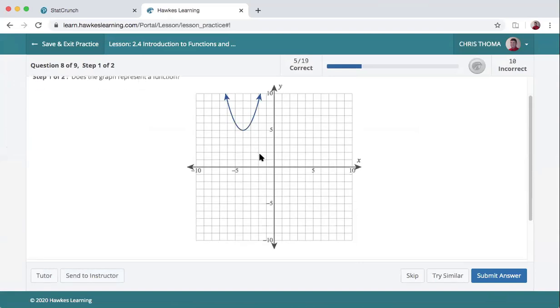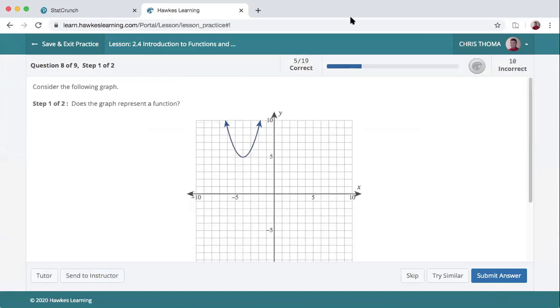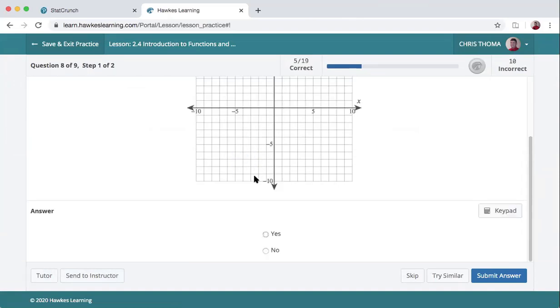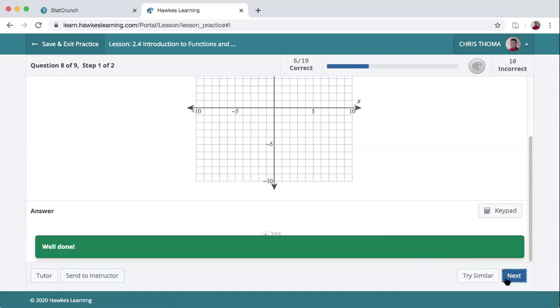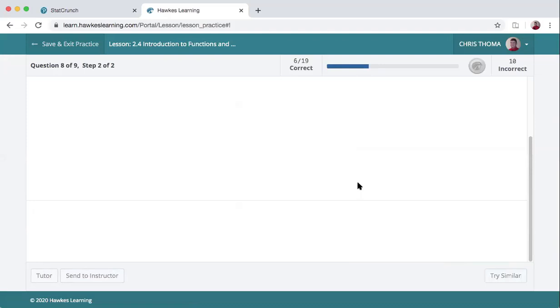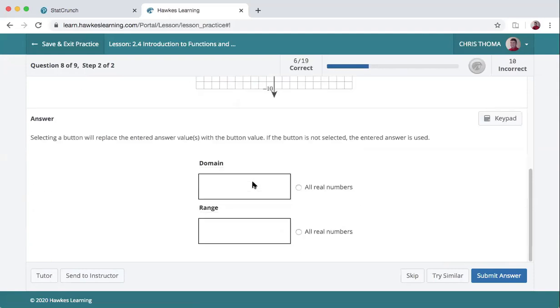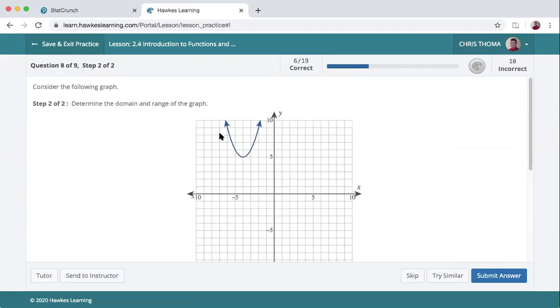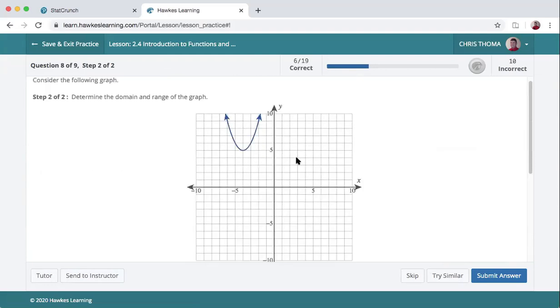So here's another one. Is this a function? Right? So if I draw my vertical lines, it only hits it once, only hits it once, only hits it once. So yes, it is a function. And then again, it wants domain and range. So we have to be careful, right? It has arrows on it, so that means it goes forever. So it's going to keep going this way, and it's going to keep going this way. So again, my domain is all real.